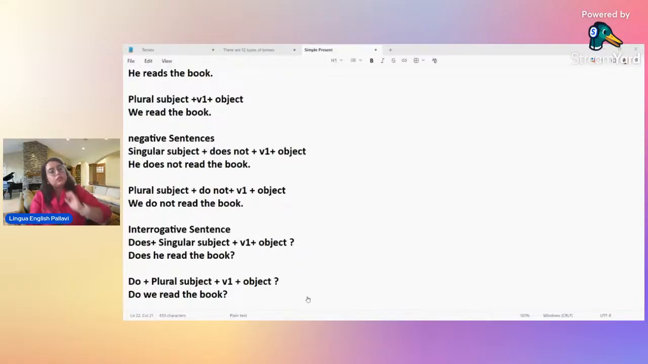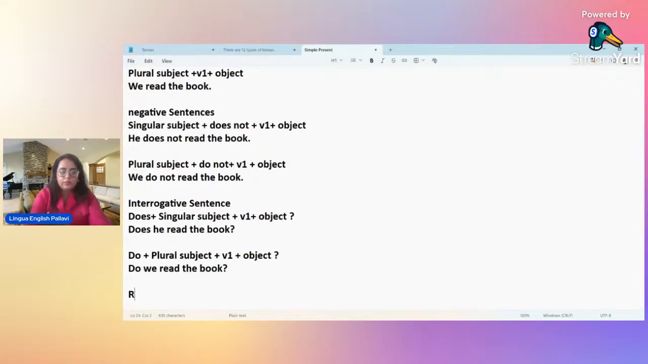For negative we use just does not. With interrogative, does will come in the beginning, like does plus singular subject plus verb first form plus object. So, does he read the book? Do plus plural subject plus v1 plus object. So, do we read the book? If possible, make one sentence in the chat box with this one, with positive. And now I am telling you the rules, like where do we use this? That is very important. Not the rules, I will say the usage. So where we use it.